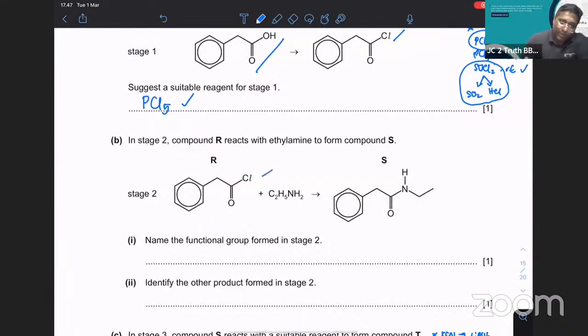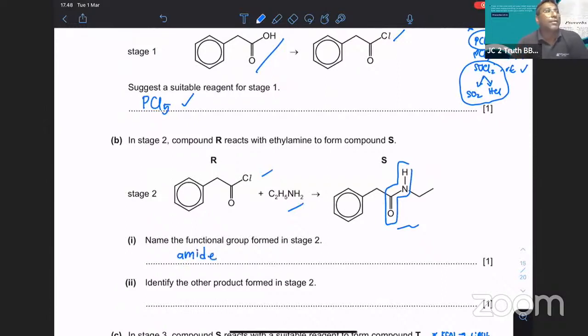So this one, acyl chloride with amine, they give you this compound. Now, name the functional group formed in stage 2. Yeah, the functional group, you see this group. This is going to be amide group. This is amide group.